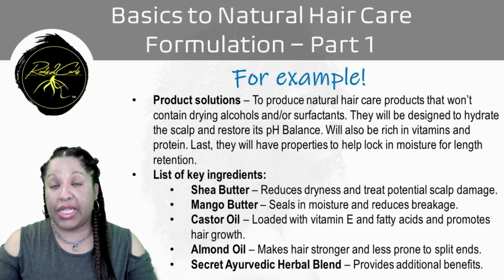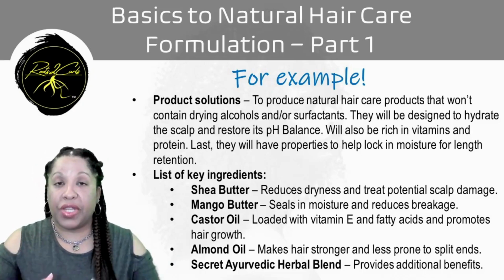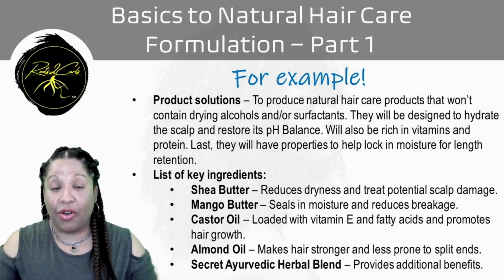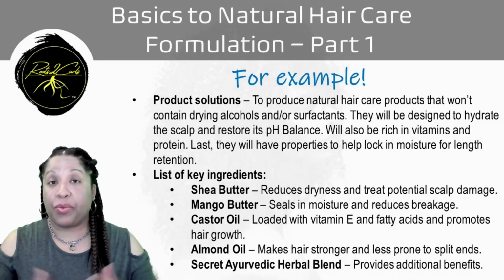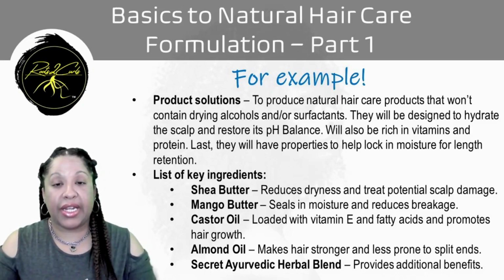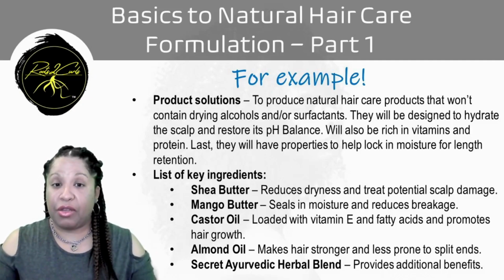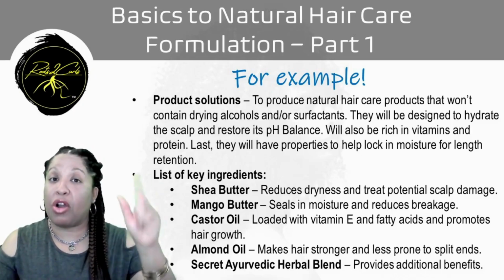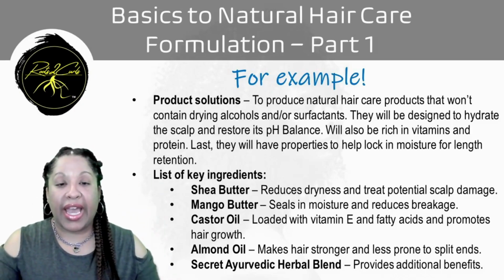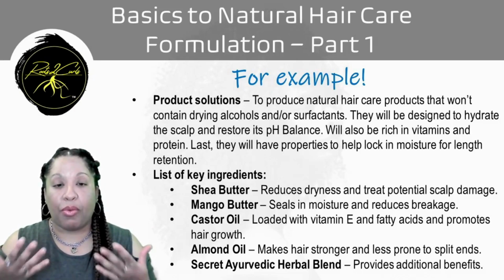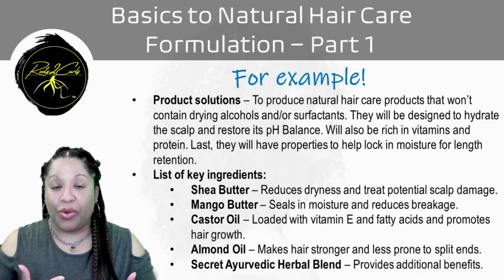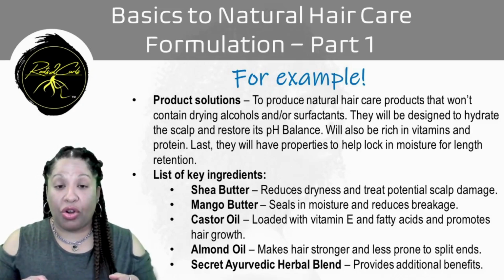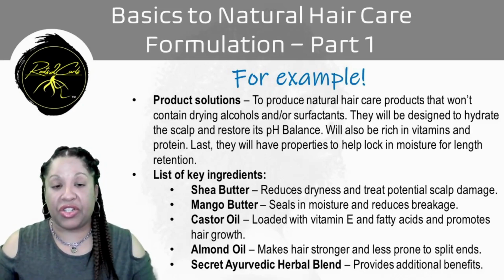So, the list of key ingredients that I want to try to use for this hair care line to accomplish this goal is shea butter. The reason why is because it reduces dryness and it treats potential scalp damage. Mango butter, it seals in the moisture and reduces breakage. Shea butter also seals in moisture as well. Castor oil, it's loaded with vitamin E and fatty acids and promotes hair growth. Almond oil, it makes hair stronger and less prone to split ends, which is very important for that retention.